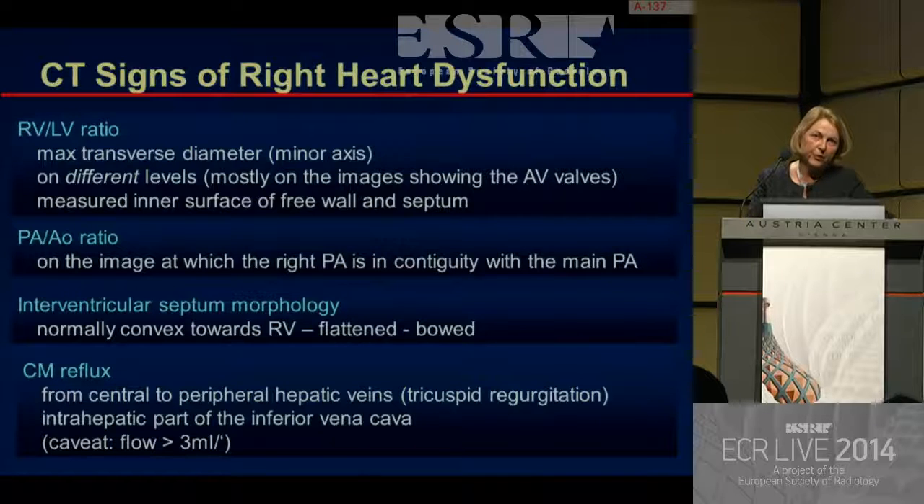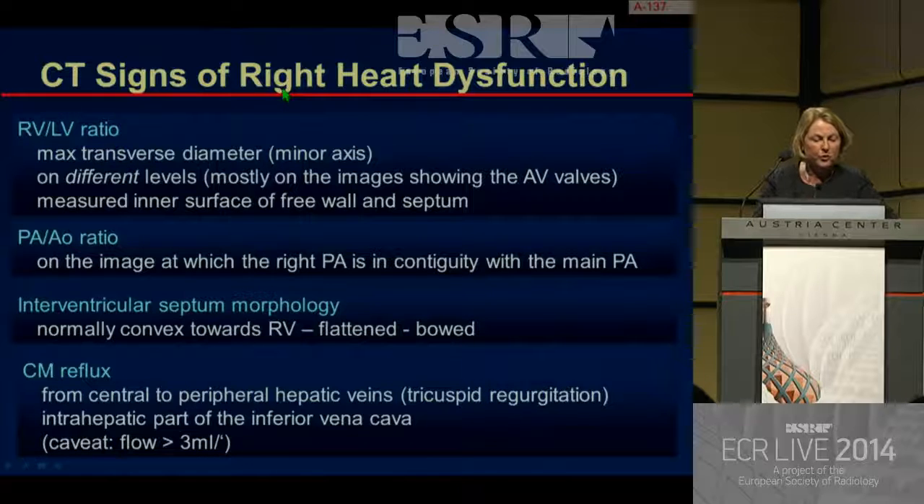Many studies have been published and also are discussed here about the CT signs for prognostic purpose and to find out whether there is increased risk for right heart dysfunction. And I just go with you through some of these features. You look at the ratio between the right ventricle and the left ventricle.